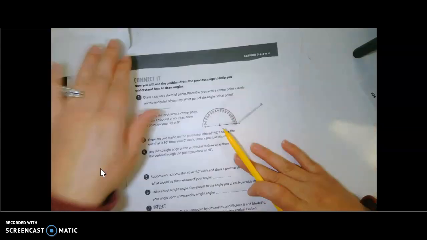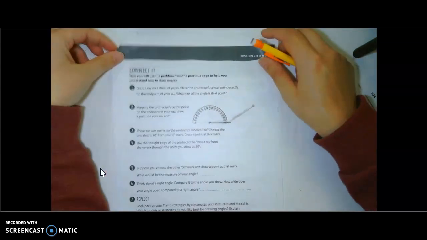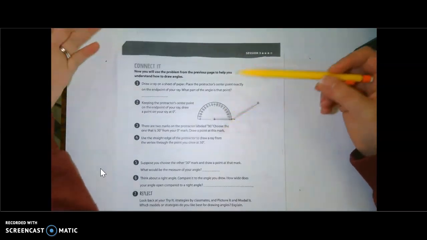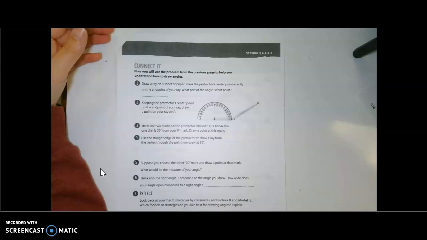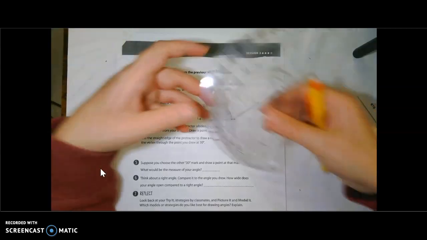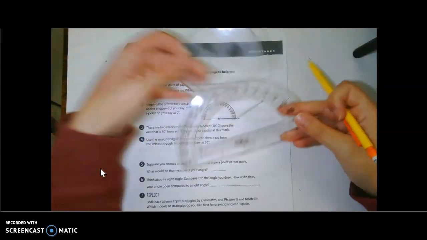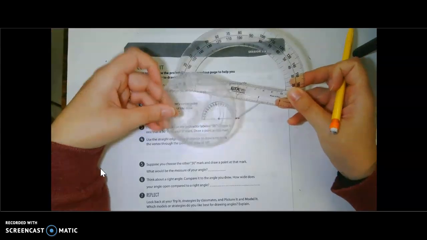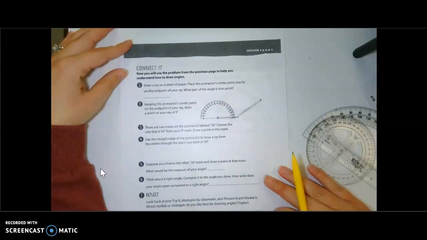So, moving on to our connected pieces. This is going to step us through how we draw angles using protractors. And I grabbed one of each. I grabbed the 180, I grabbed the 360, just so that you can see how those work.